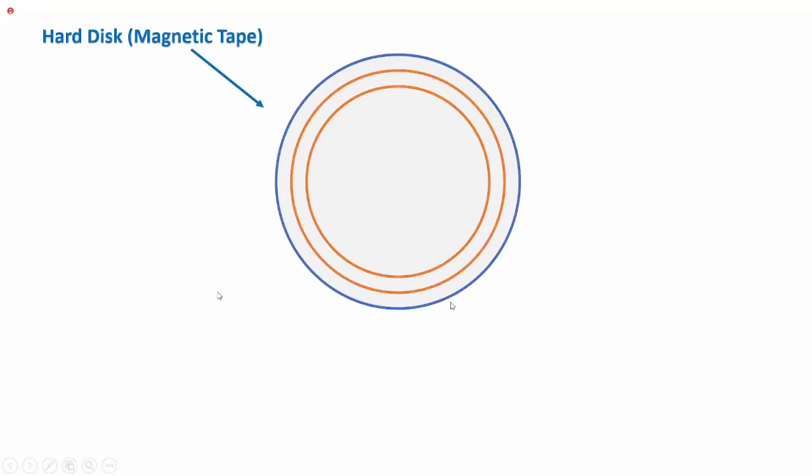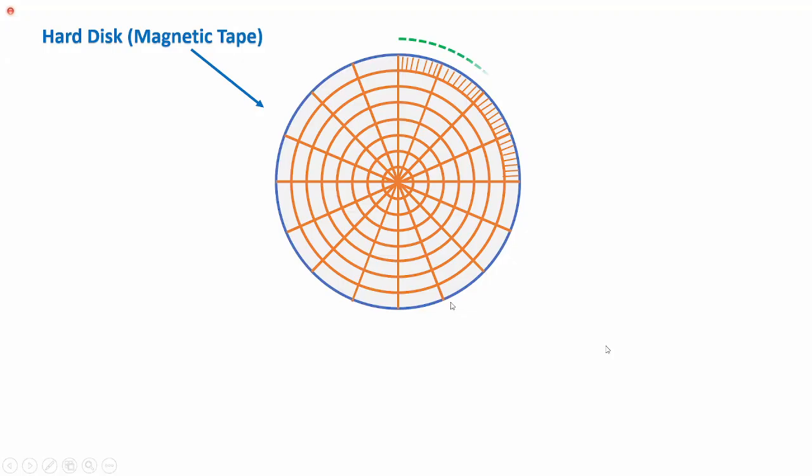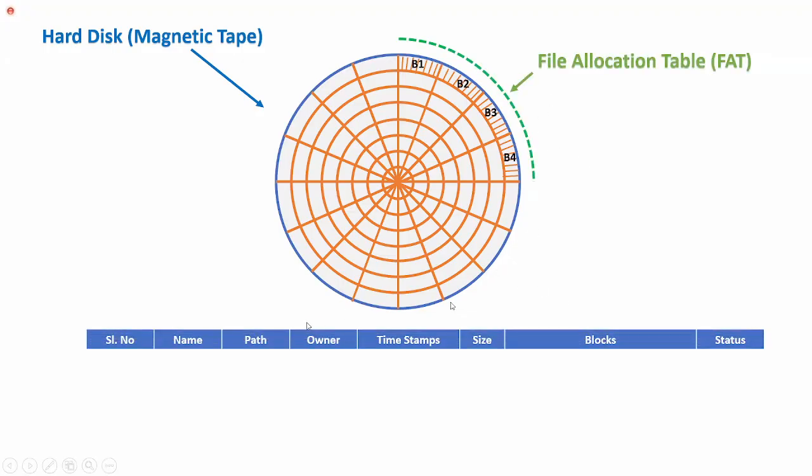In the first class, there will be some reserved space. That reserved space is called a file allocation table.